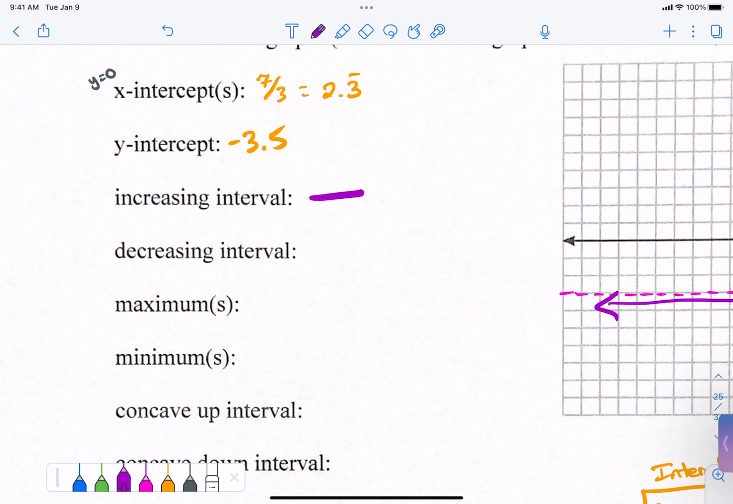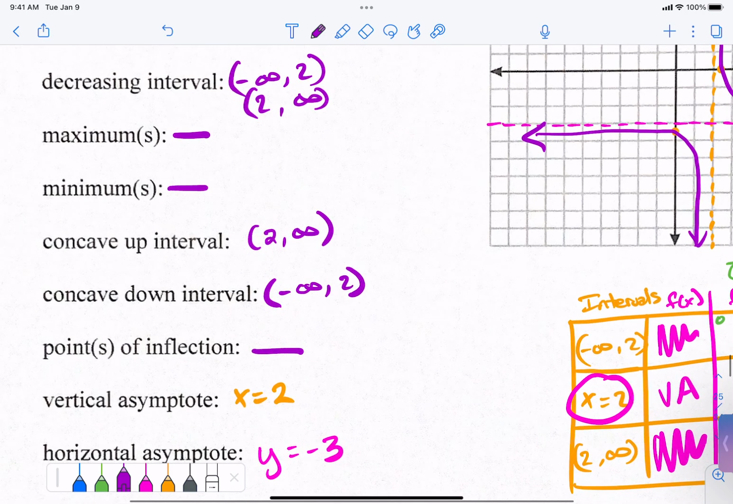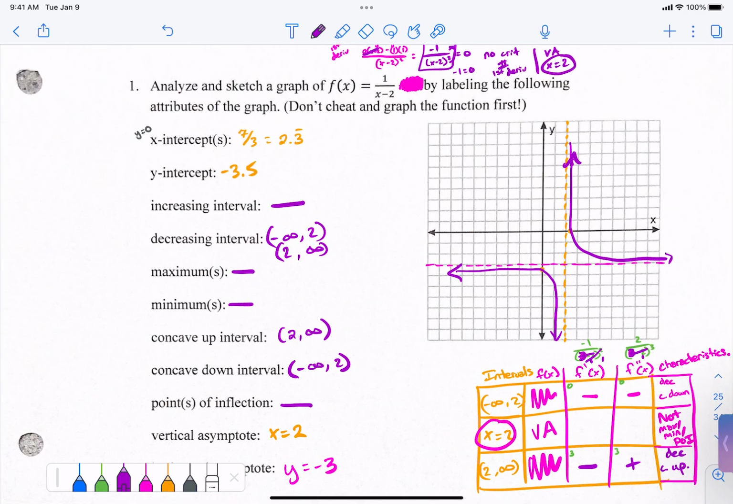Increasing interval, there is none. Decreasing interval, he is decreasing from negative infinity to 2 and from 2 to infinity. Okay? Maxes, none. Mins, none. Concave up from 2 to infinity. Concave down from negative infinity to 2. Points of inflection, none. There you go. There you go. There's all your stuff. Okay? Look at all that.